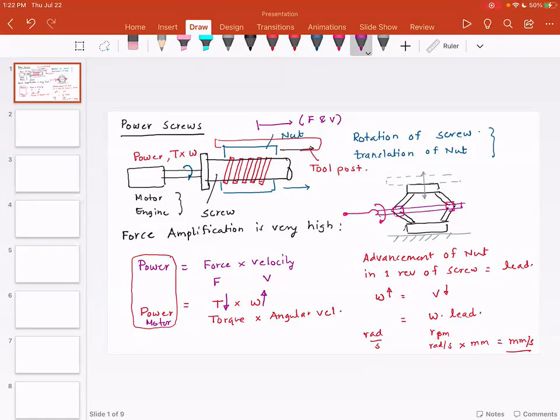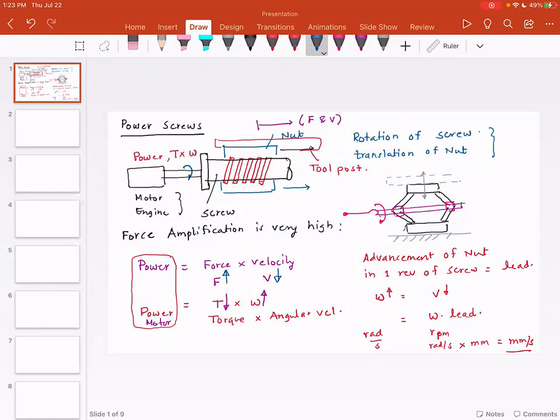One is torque and the other is angular velocity. The torque provided by the motor is low, but the speed of the motor is very high, anywhere between 600 RPM to 1200 RPM. On the other side of the spectrum, if you see the velocity of the nut, the velocity of the nut is low, but results in higher forces.